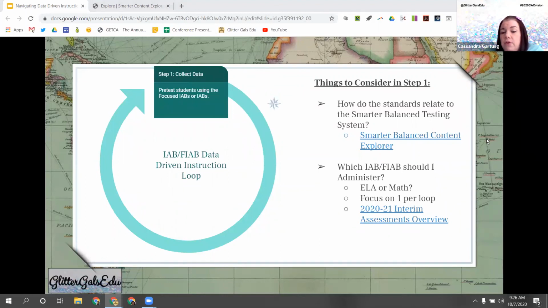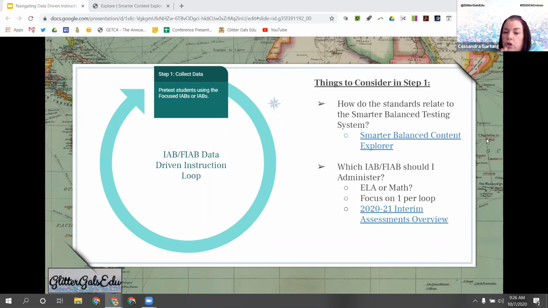Which IAB or focused IAB should I administer? I recommend 1 per loop. I'm going to say that again, guys: 1 per loop. Only choose ELA or math if you're an elementary school teacher. If you're middle school or high school, you're going to naturally pick 1 for your subject, but you only need to pick 1. We're only going to hone in and focus on 1. So I highly suggest picking 1 subject.